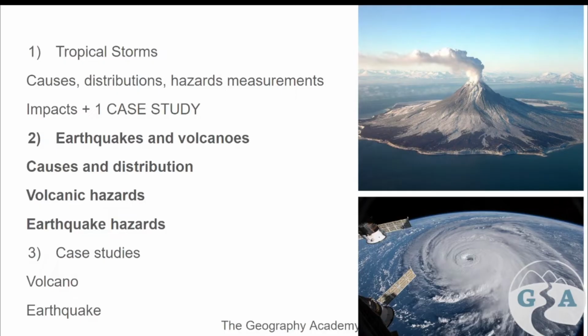So this part looks at volcanoes and earthquakes. Because they're very much linked as tectonic hazards, we're going to go over the cause and distribution together, and then we'll look at them separately in terms of the hazards. And then part 3 goes into the case studies of volcanoes and earthquakes.